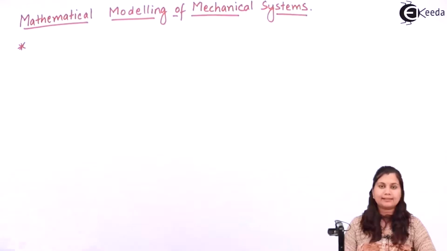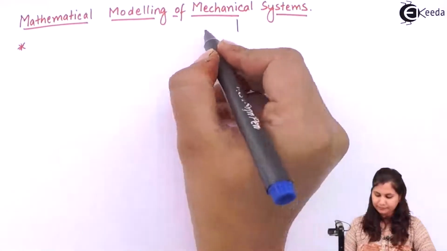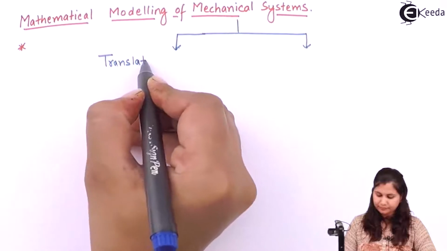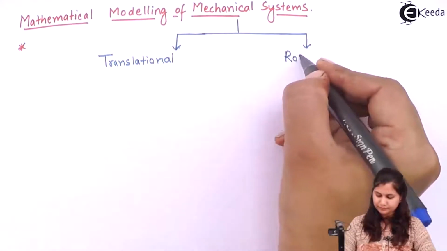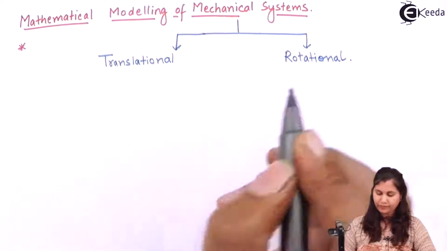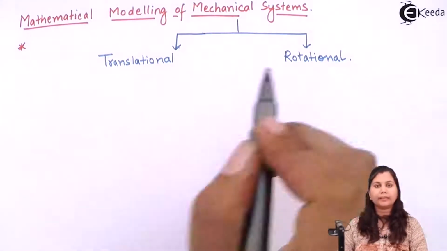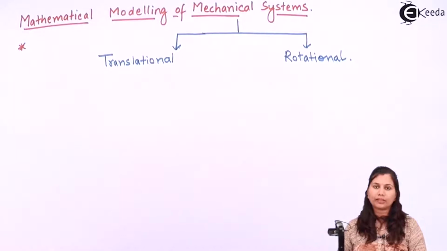Now these mechanical systems, they are of two types: translational and rotational. Translational mechanical systems involve translatory motion, and rotational mechanical systems involve rotational motion. So what is translational motion and what is rotational motion?